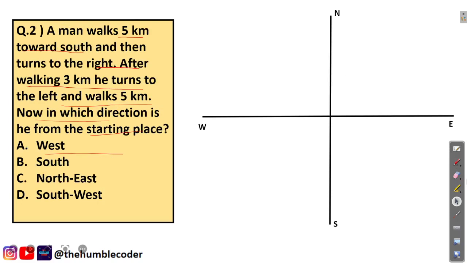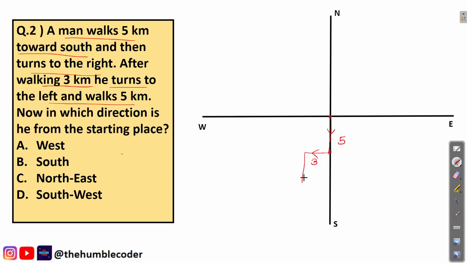Let's straight away move on to the next question now. So this is our next question, that is question number 2. Let's try to solve it first. So just in case you have got the logic, try to solve it on your own first and then watch the remaining video. So question 2 is, a man walks 5 kilometers towards south. Next, he turns to the right. So the right for this man will be this direction. Then he turns to the right after walking 3 kilometers. So after walking 3 kilometers to the right, he turns to the left and walks 5 kilometers.